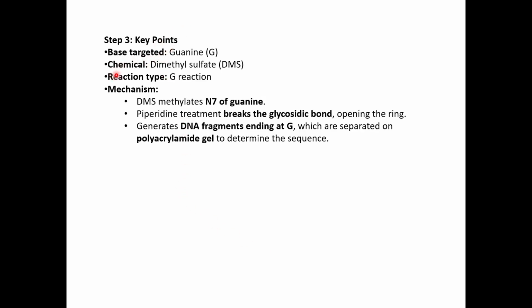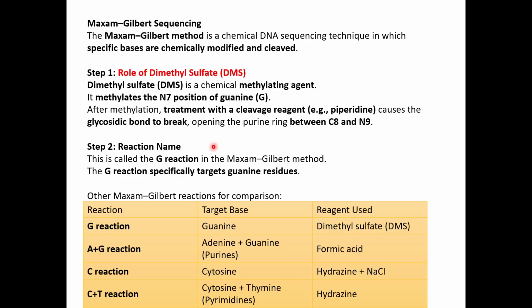Then key points to remember for Maxam-Gilbert: guanine is the base target. Then we have dimethyl sulfate for it, the G reaction, and DMS methylates N7 of guanine. Then piperidine breaks down the glycosidic bond. Then it generates DNA fragments ending with G. This is then separated on a polyacrylamide gel to determine the sequence.